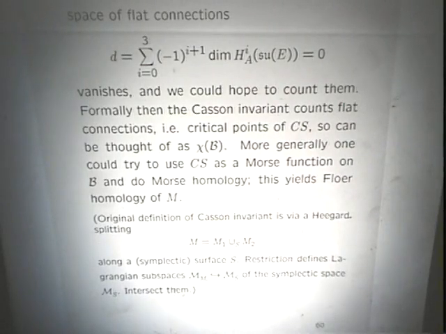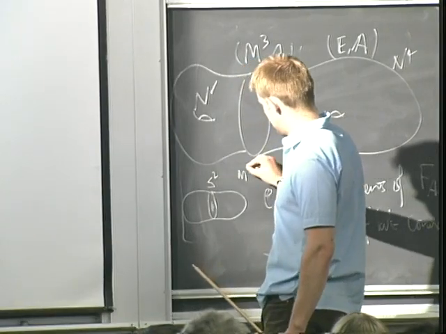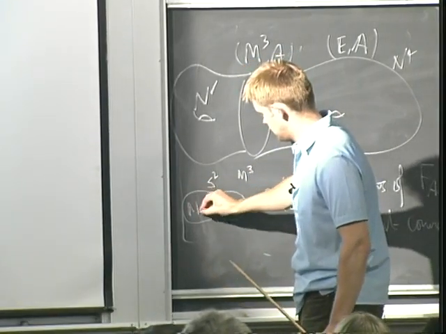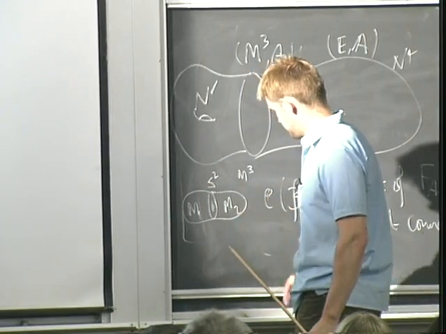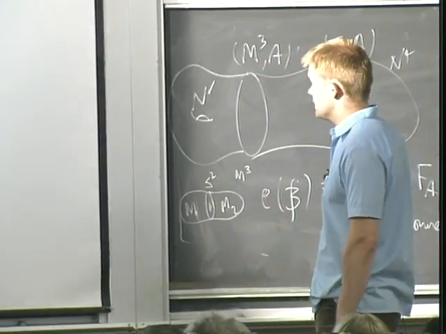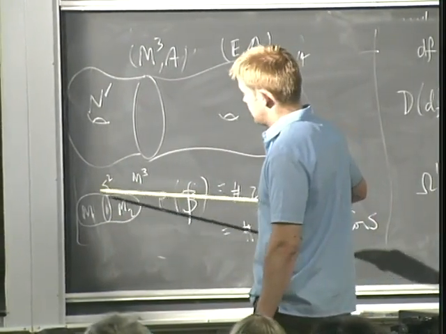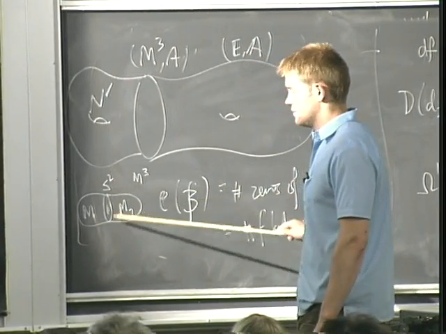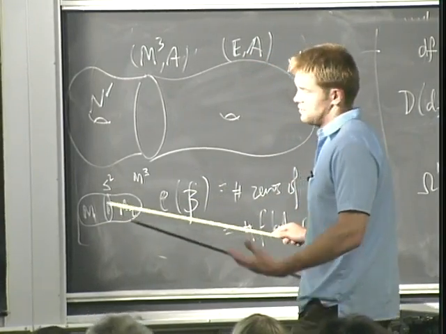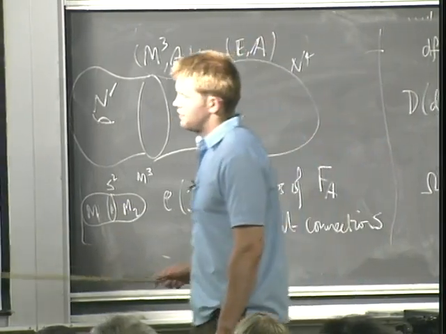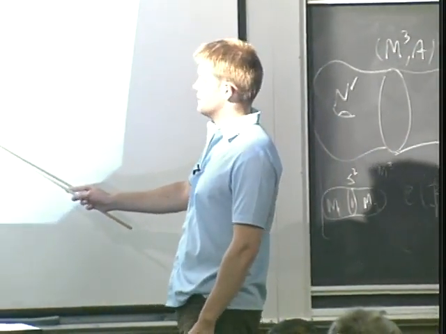So what he does is he splits the manifold along a surface. So a picture like this, but in 1 dimension lower. So here's this 3 manifold, and he splits it along a surface, which is a 2 manifold. So he has M1, M2. It's a gluing of 3 manifolds with boundary. And he looks at flat connections on this surface. And because the surface is symplectic in an obvious way, because there's a volume form, then the moduli space of flat connections on the surface also turns out to be symplectic.